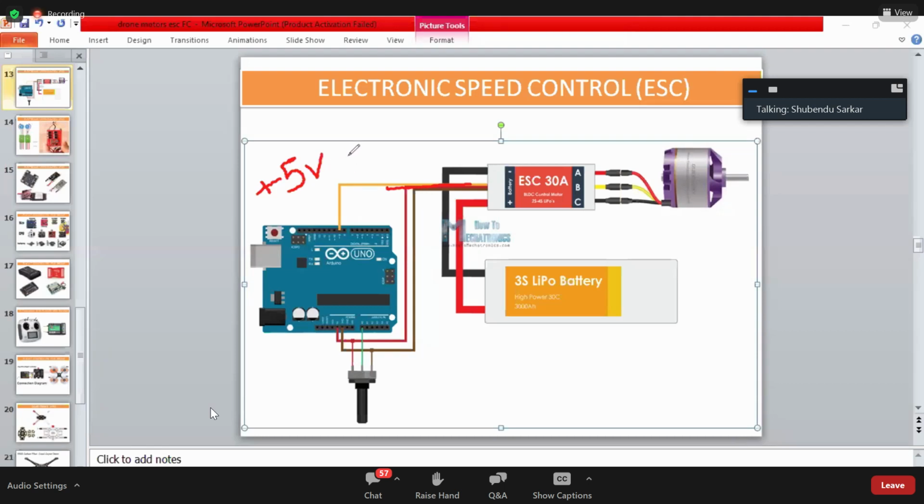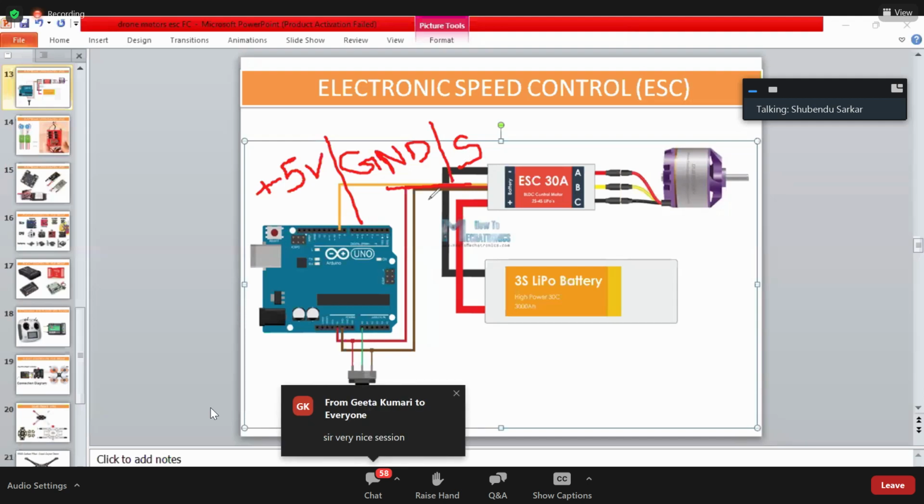So right now we have a negative supply over there. Technically, it has to be represented as ground, G N D. And the last thing is the signal.